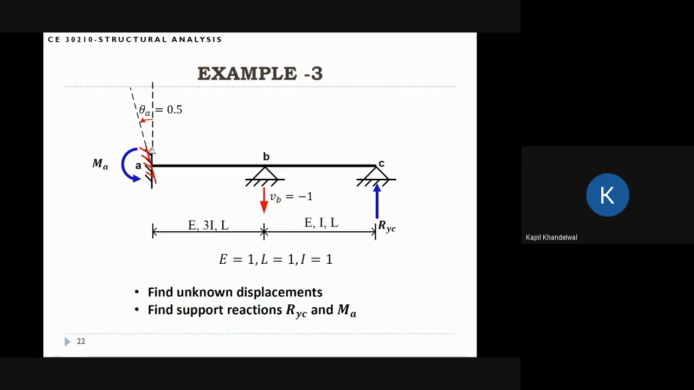But in this case, what is happening? There is a support settlement. So I'm assuming that the support at B is displacing by -1. So it means that this is going down by 1 unit.